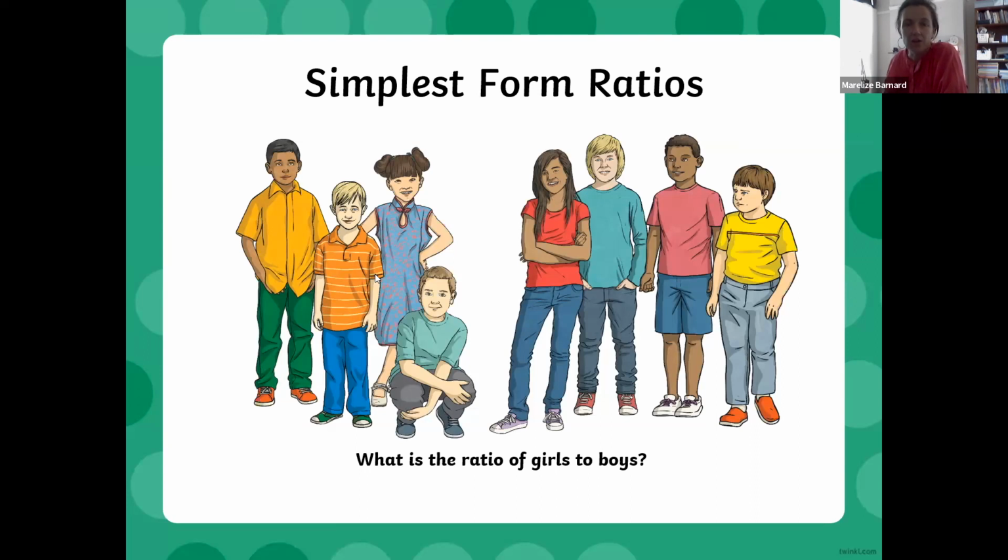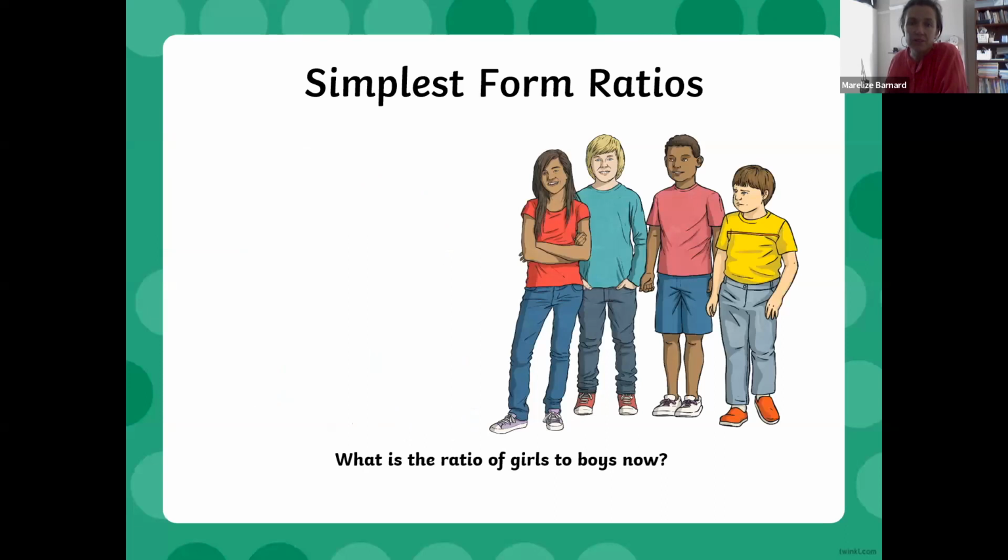Okay, so how many girls do we see here? I see 1, 2 girls, and then 1, 2, 3, 4, 5, 6 boys. So girls to boys is 2 to 6. So that goes first. There we go. Now, to simplify that, we can make it 1 to 3. So if it's 2 to 6, we simplify it, make it 1 to 3.